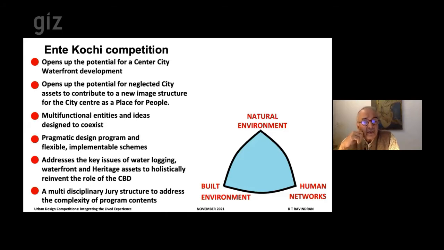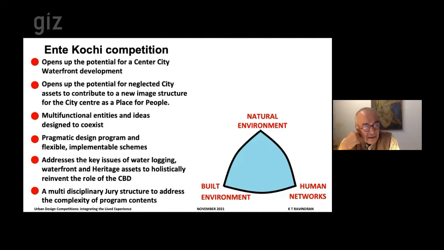Now, it addresses the key issues of waterlogging, waterfront, and heritage assets to holistically reinvent the role of the CBD. Normally, the CBD in its original invented method was largely addressing the issues of business. That's why it's called Central Business District. Now, the business of being in a city is very different from the business as commerce. So this particular scheme brings in a large number of heritage assets, issues of waterlogging, waterfront development, etc., together to create a more holistic experience of a central business district, which is not purely based on the vibrancy of its commerce, but also on entertainment, on leisure, on walkability, on networking, on retail markets, the whole lot of issues which are thrown up in any urban center.